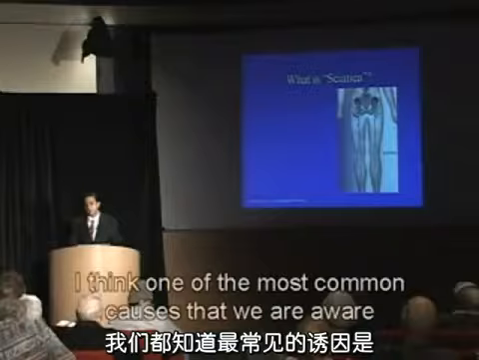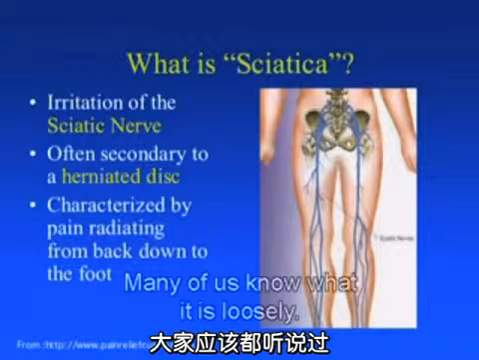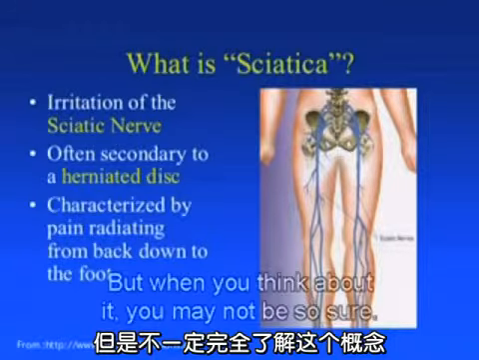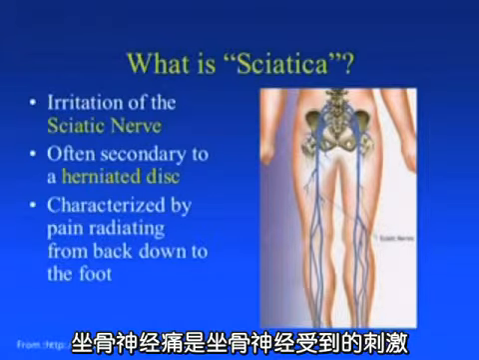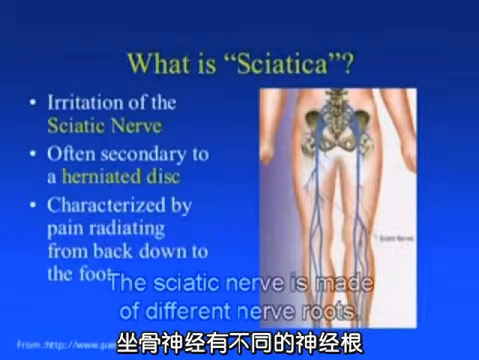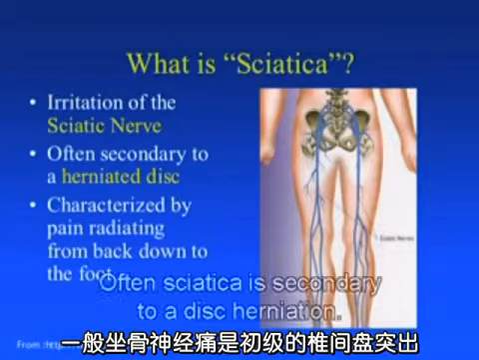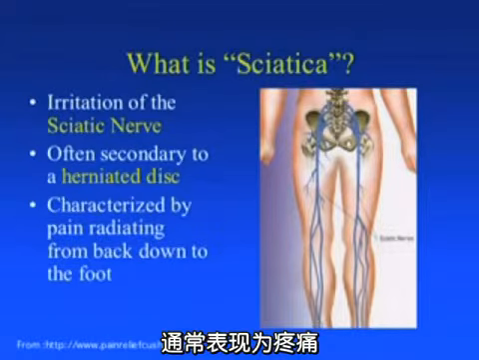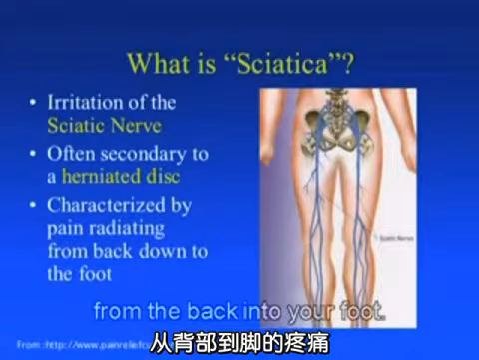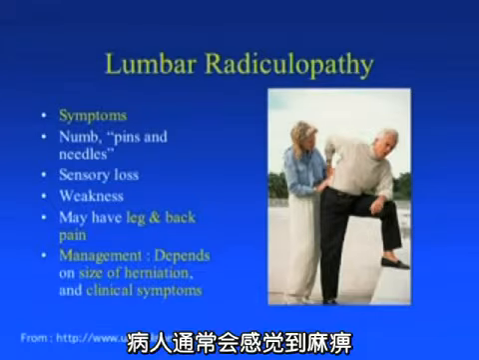I think one of the most common causes that we are aware of is the term sciatica. Many of us know what it is loosely, but when you really think about it, you may not be so sure. Sciatica is irritation of the sciatic nerve. The sciatic nerve is made of different nerve roots, L5, S1, and S2. Often, sciatica is secondary to a disc herniation, and it's usually characterized by pain which shoots from the back into your foot. Symptoms of sciatica are quite characteristic.